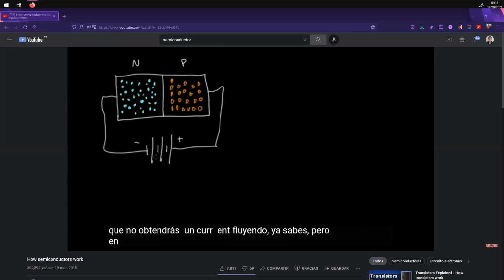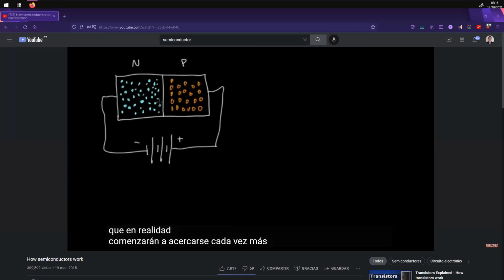But in reality, if this battery is of any decent size, there's going to be enough electrons going in that they are going to start to get closer and closer to the boundary, the PN junction. And at the same time, there's going to be electrons over on the P side that are going to be attracted to the positive terminal of the battery, right? The negatively charged electrons are going to be attracted to the positive charge here.